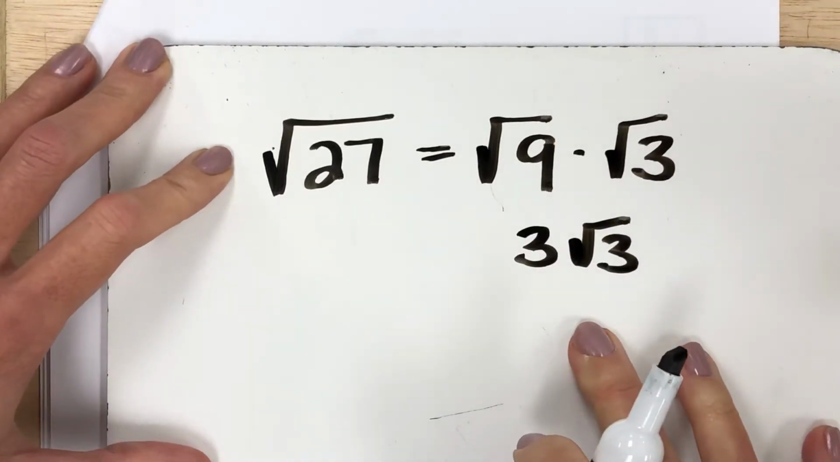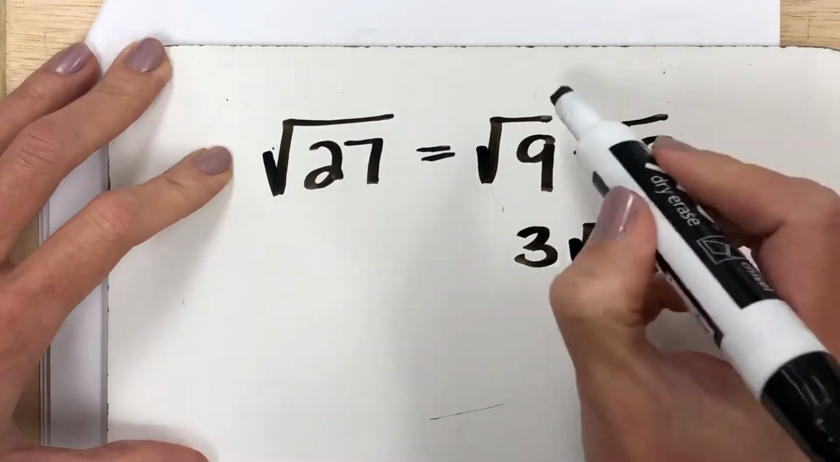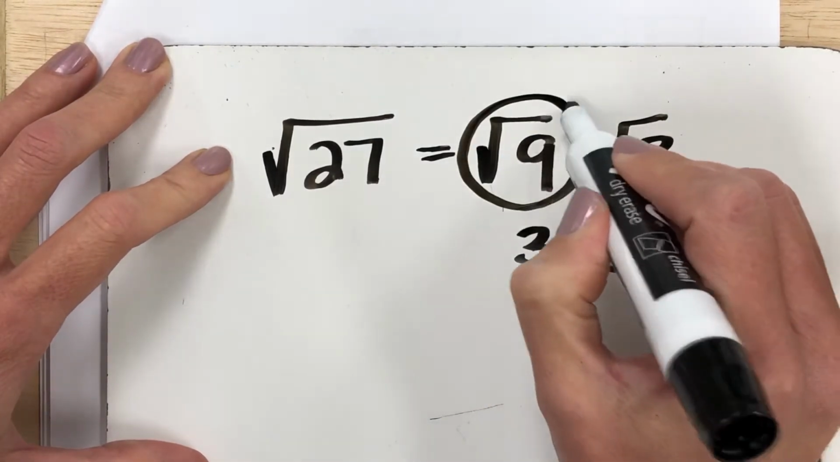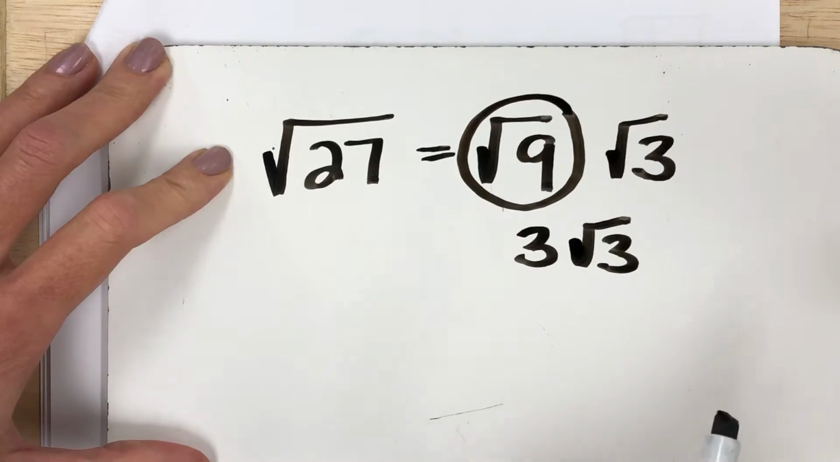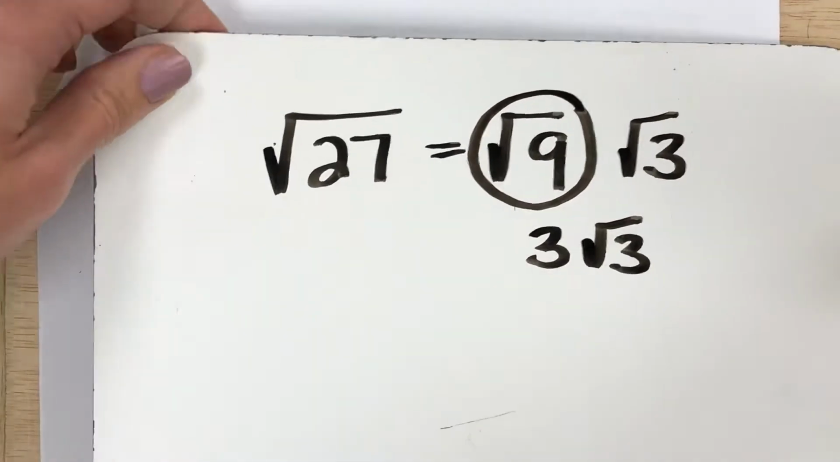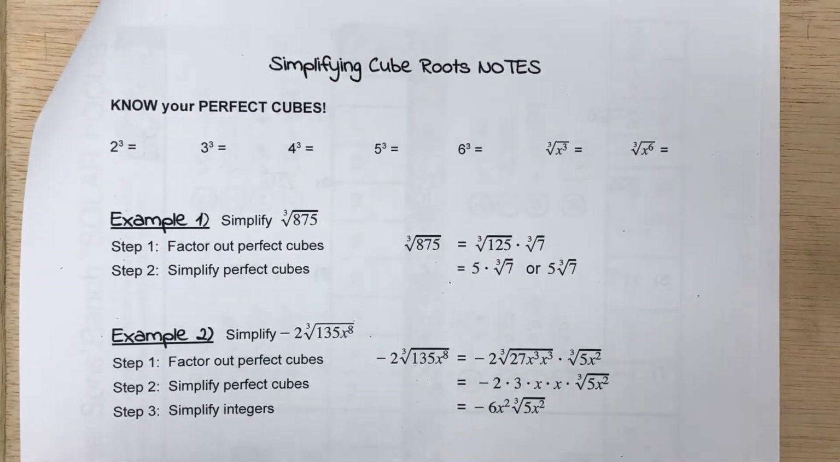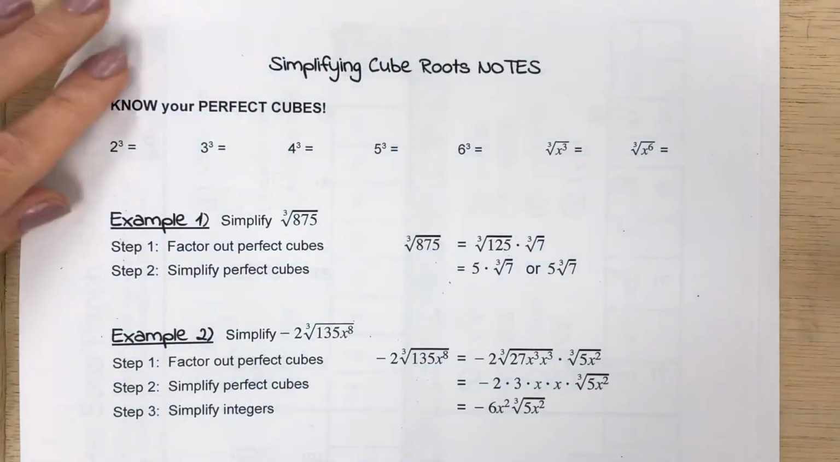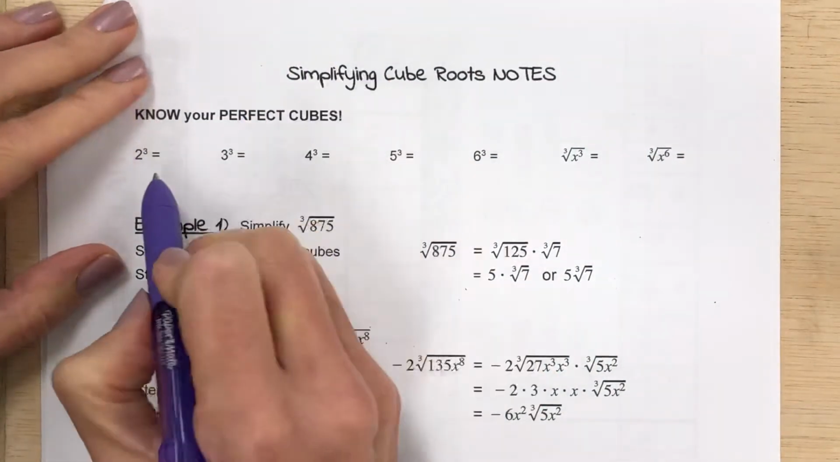We're going to be doing the same thing with cube roots, only instead of trying to factor out perfect squares, we're going to be factoring out perfect cubes. So the first thing that we're going to do is we want to know our perfect cubes. Let's go ahead and fill those in.